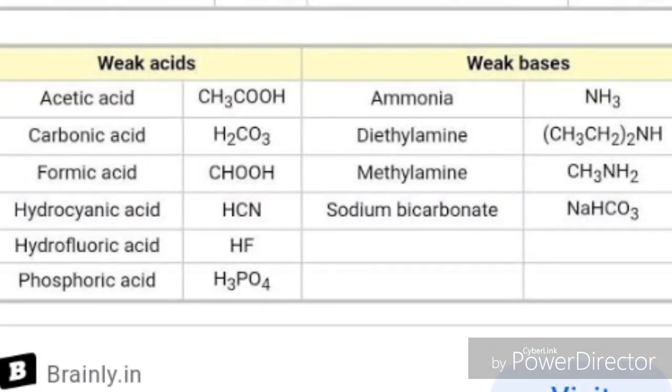In this table, you can see some examples of weak acids and weak bases. Acetic acid, carbonic acid, and formic acid are examples of weak acids. Ammonia and sodium bicarbonate are examples of weak bases.